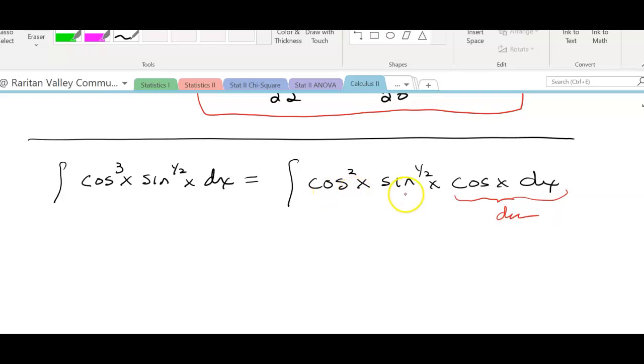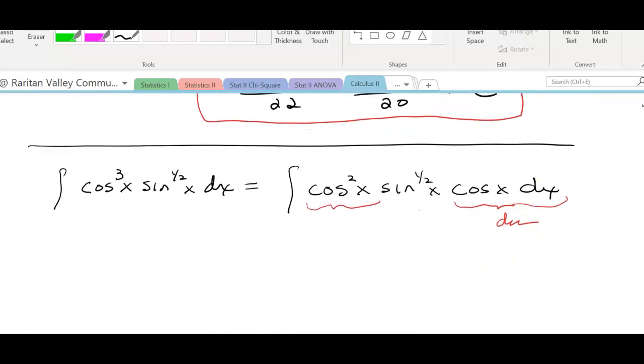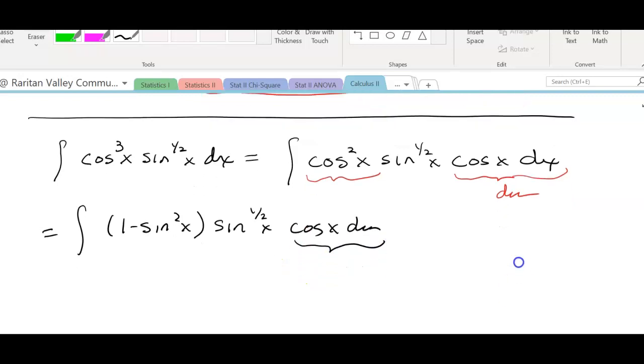I'm getting closer. Du, because cosine's a derivative of sine. Now, even though I have a cosine and sine, we already found out in the last problem that cosine squared can easily be turned into sine squared, the same way sine squared in this problem was easily turned into cosine squared. So I can do that by simply making cosine squared 1 minus sine squared x times sine to the 1/2 x, keep my dx. All right, just keep in mind, that's going to end up at some point being our du.